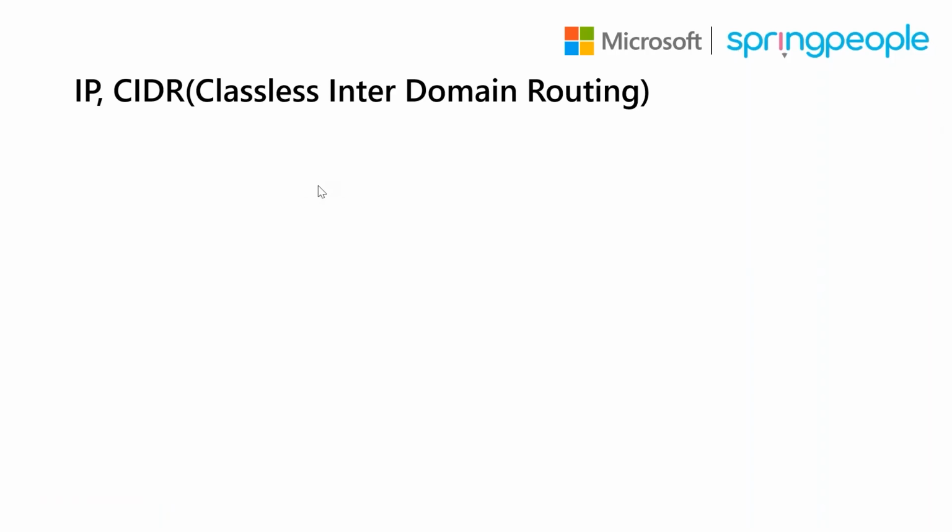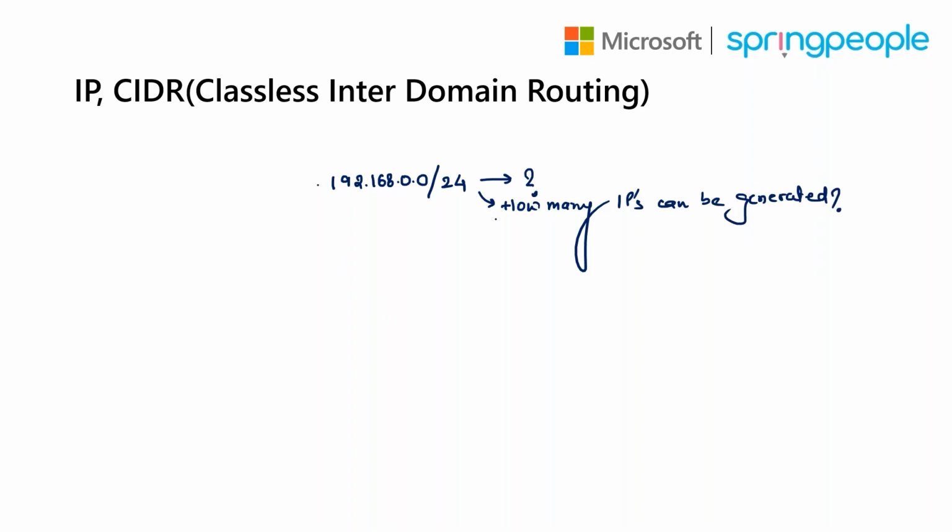Great. So if something is written like this, 192.168.0.0/24, then what exactly is this? And if you know, then how many IPs can be generated? If you have an answer, you can paste it in the chat window. If you don't know what this is called, or how many IPs can be generated, you can paste it in the chat window so that I can see if you have an idea of this.